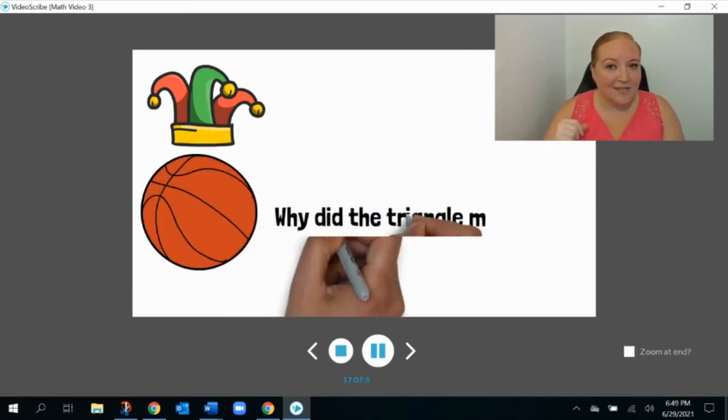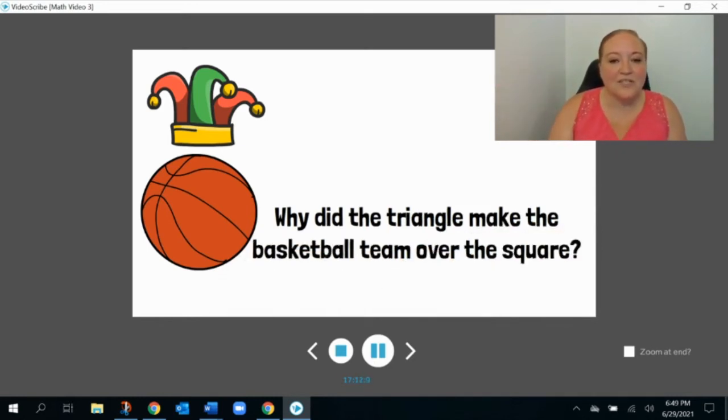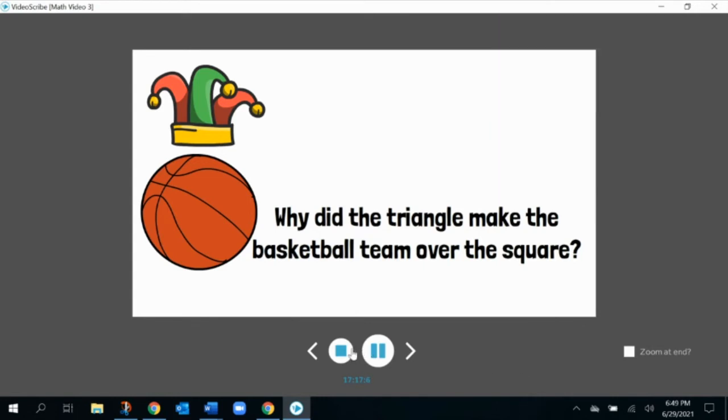Now, you all know what this is. This is going to be a spoiler or a cliffhanger of a question. So why did the triangle make the basketball team over the square?